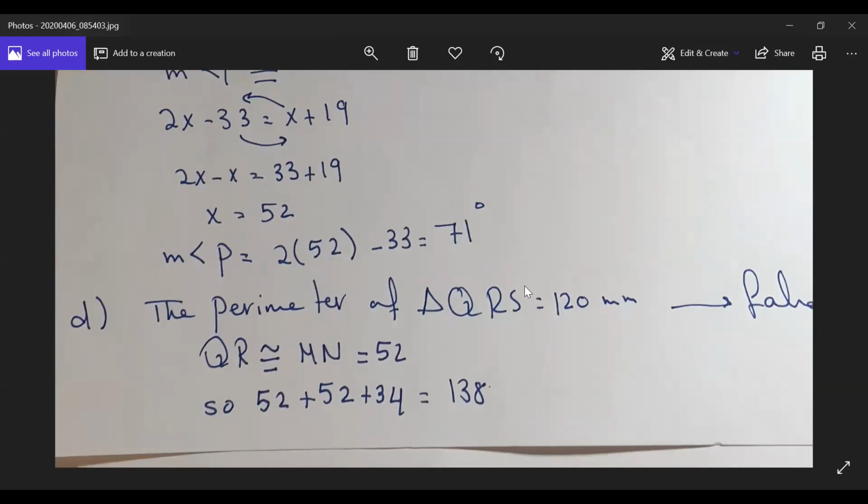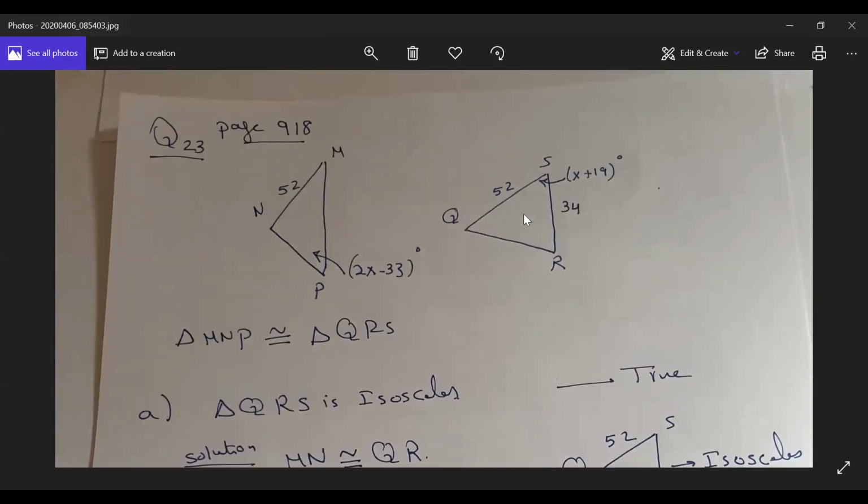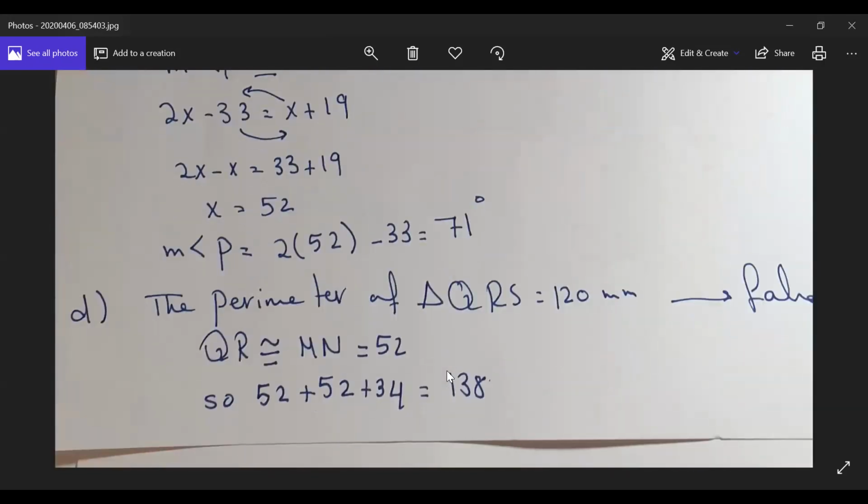Then question D. The perimeter of triangle QRS is equal to 120 millimeters. Let's find out. In QRS, this is 52, this is 34, and we just found out that QR as well is 52. Perimeter means I have to add all of these together. 52 plus 52 plus 34. It's 138. Is this true? Again, it's a false statement.